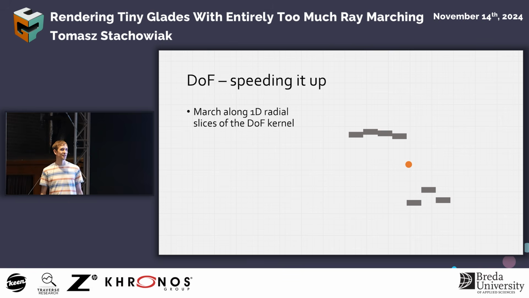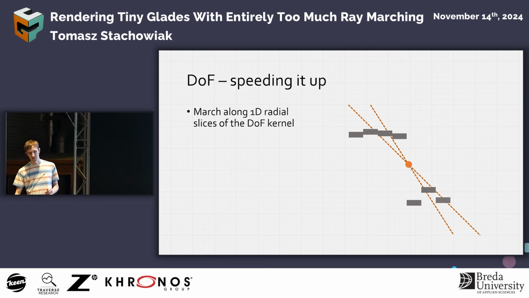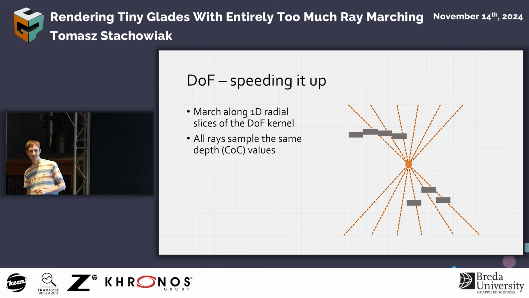But if we look from the front and consider just the different arcs of the radial DOF kernel, and see what kind of rays we trace within just that one slice, they all trace similar information. They end up sampling the same points over and over again, which means we can prefetch a bunch of data and reuse information between them.